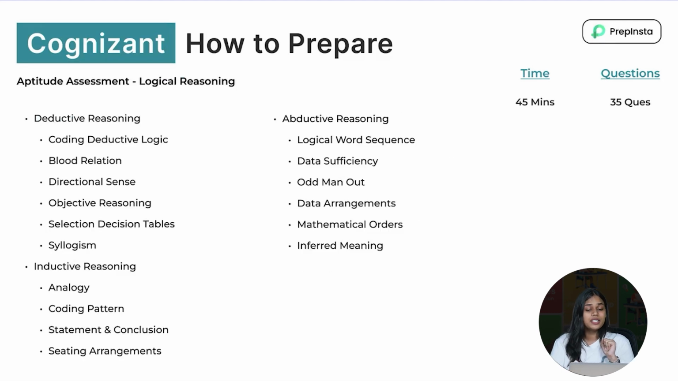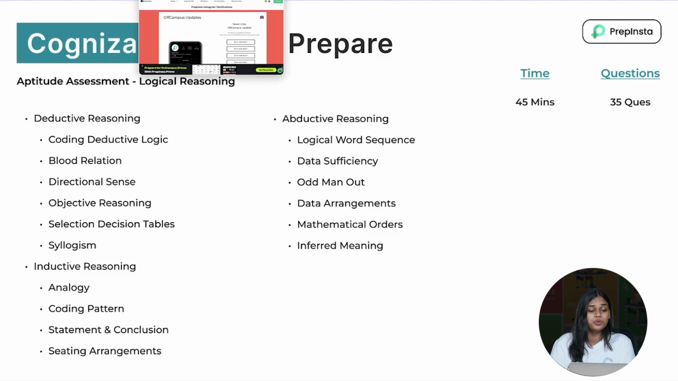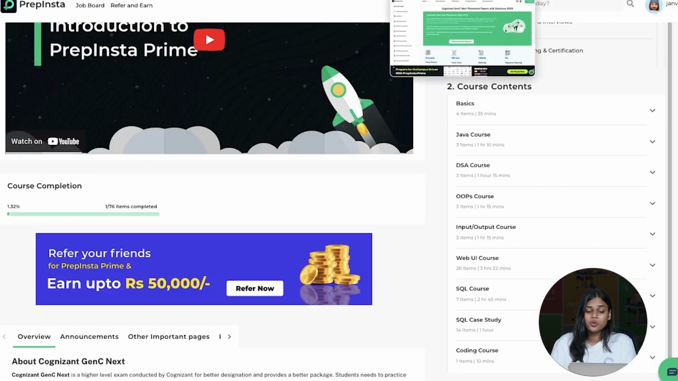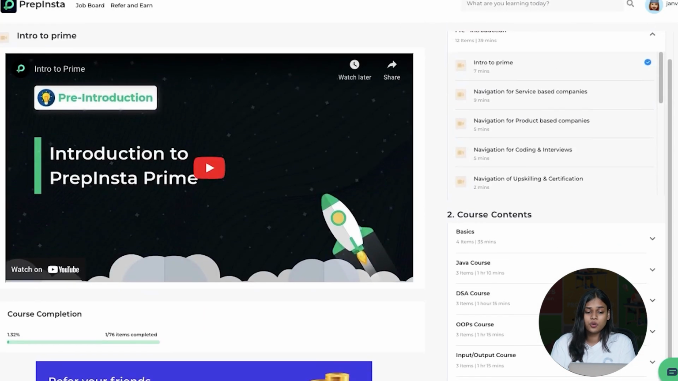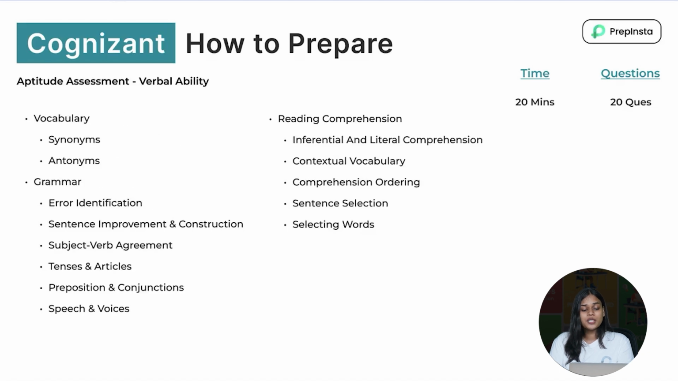Next is logical reasoning. As you can see, we also have multiple topics over here, starting from blood relations, directional sense, syllogism, coding patterns, seating arrangements, odd man out, and so on and so forth. The topics don't end here. We have more topics for you on our dashboard. So make sure you come check those out in this particular course on PrepInsta Prime and prepinsta.com and get yourself sorted.